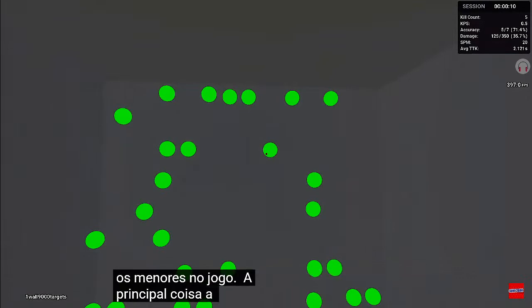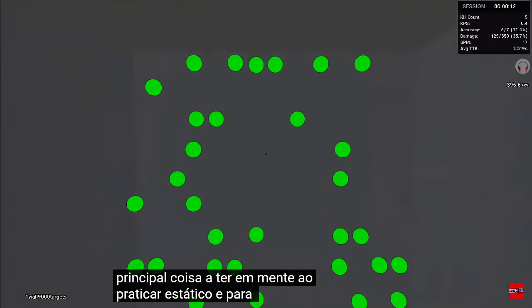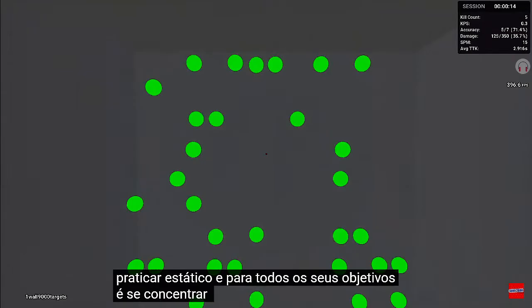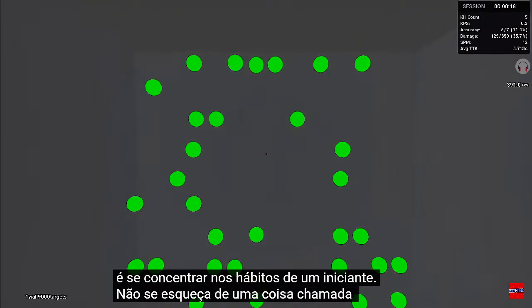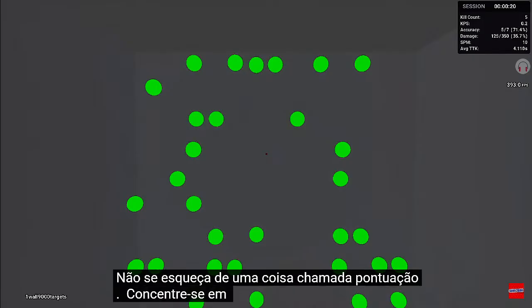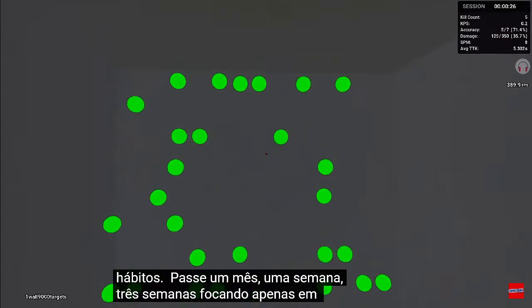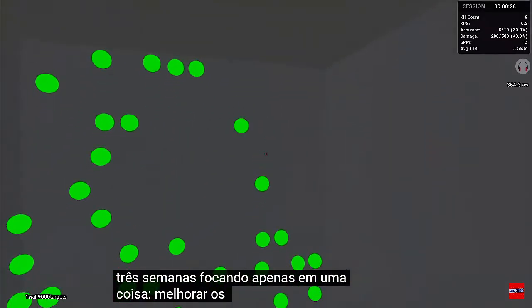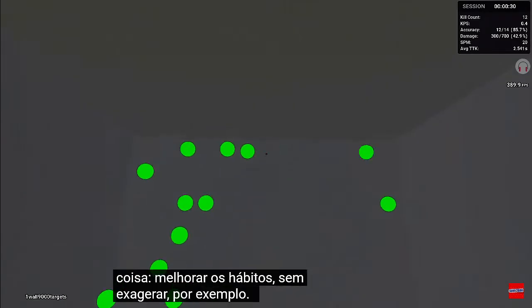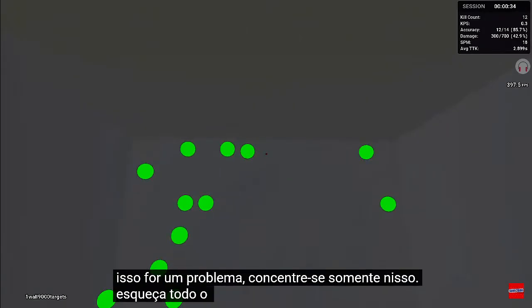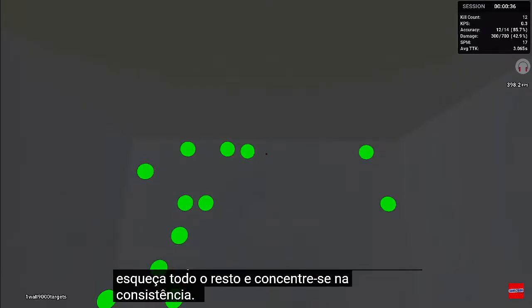The number one thing to keep in mind when practicing static and for all your aim is to focus on the habits as a beginner. Don't think about score whatsoever. Focus on building good habits. Spend a month, spend a week, spend 3 weeks, focusing purely on one thing, getting good at the habits, not over flicking, for example, if that's an issue. Focus only on that. Forget about anything else and focus on consistency.